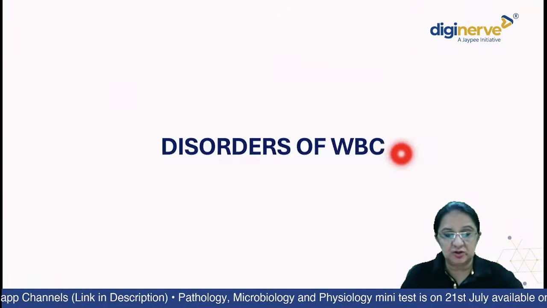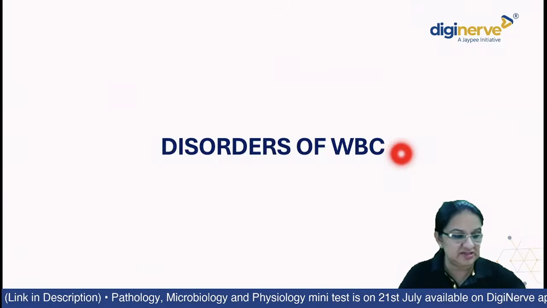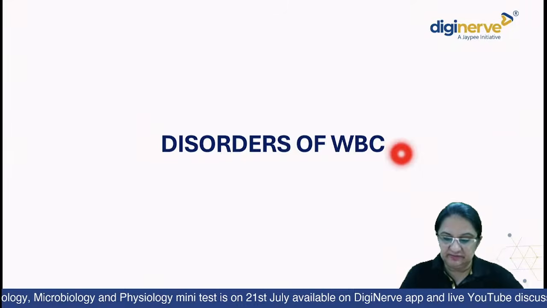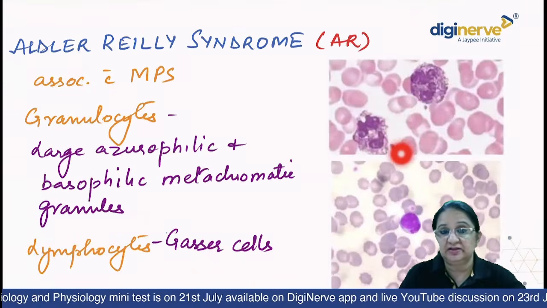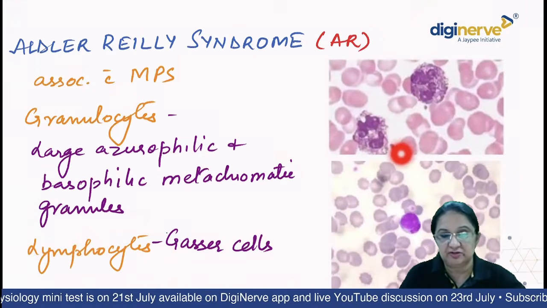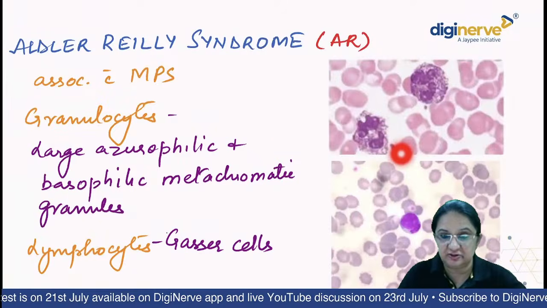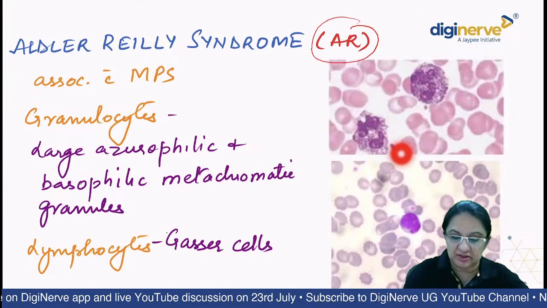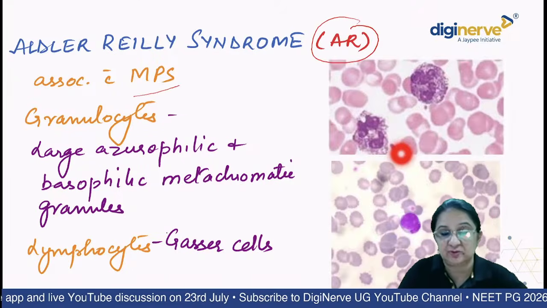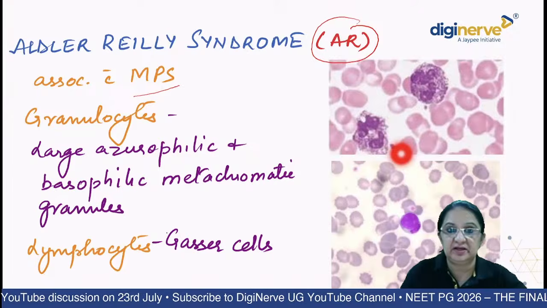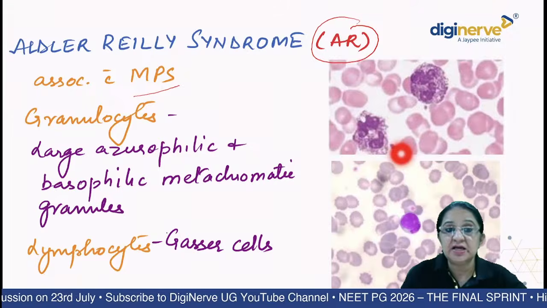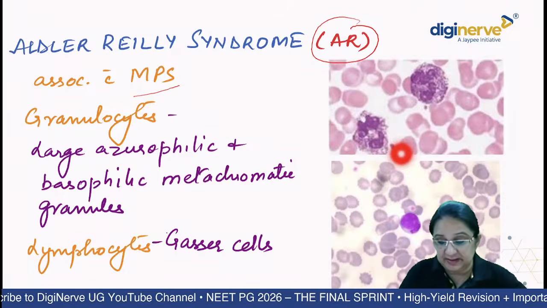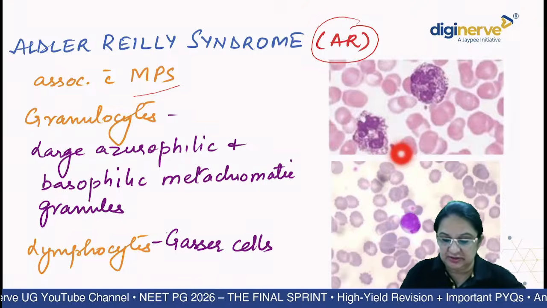Okay, this was all about RBCs. Now let's start with WBCs. I will first quickly discuss the congenital WBC disorders. First of all is Alder-Reilly syndrome. Please note, it's an autosomal recessive disorder associated with mucopolysaccharidosis. What is the defect in the granulocytes? You will see large azurophilic, basophilic, metachromatic granules.